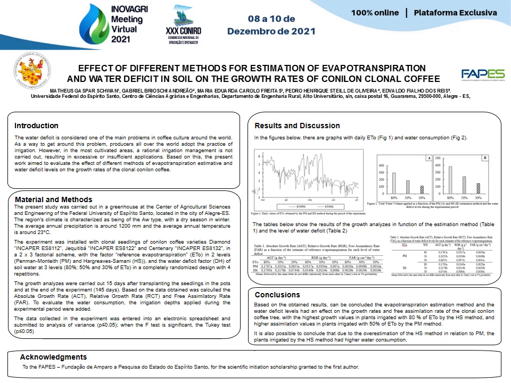Introduction. The water deficit is considered one of the main problems in coffee culture around the world. As a way to get around this problem, producers all over the world adopt the practice of irrigation. However, in the most cultivated areas, a rational irrigation management is not carried out, resulting in excessive or insufficient applications.